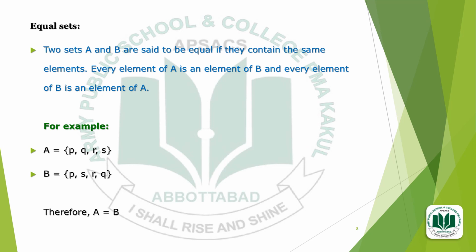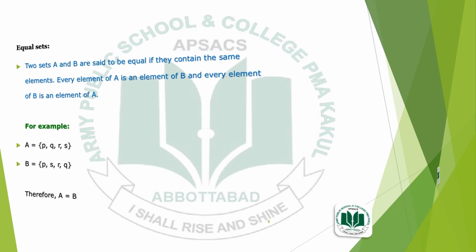Dear students, the elements of set A and set B are the same. The elements which are in set A are the same elements in set B. That's why A equals B. If the elements of set A are different from the elements of set B, then it can be written as A not equal to B. If sets are equal, then it can be written as A = B. If sets are not equal, then it can be written as A not equal to B.